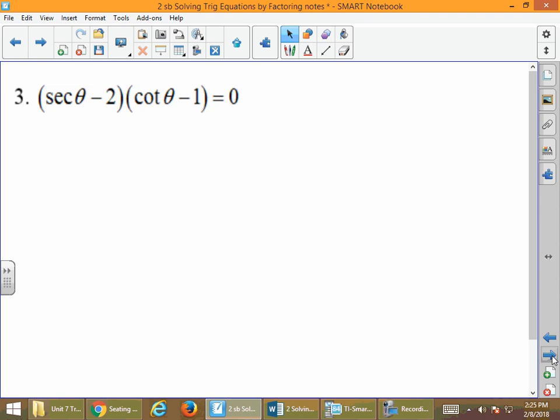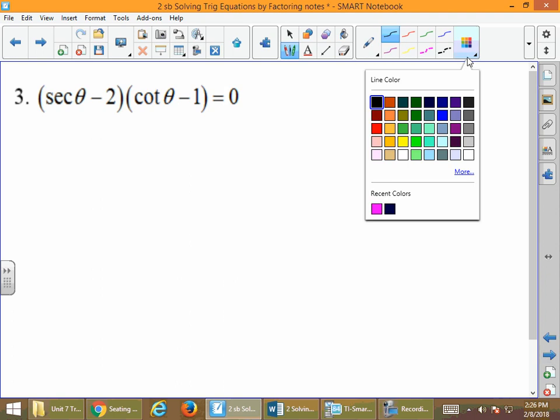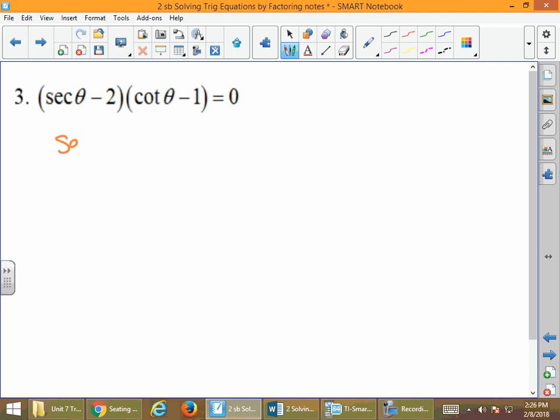So as we flip our paper over and look at this particular function here, the nice part about it is that it's already in factored form. When we solve this problem, we're going to take each of the factors and set them equal to 0. It's already factored for us. We're going to set secant of theta minus 2 equals 0, and cotangent of theta minus 1 equals 0.